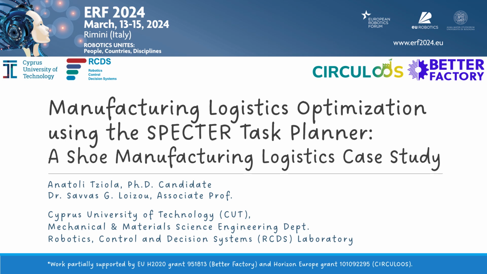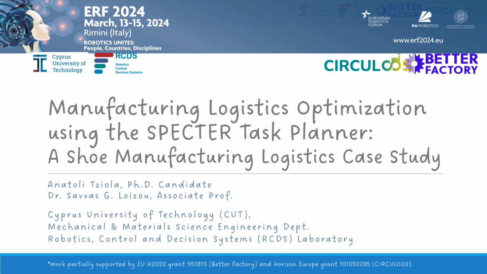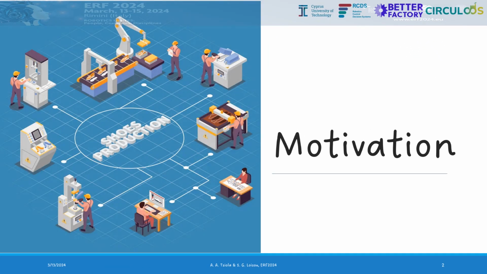This presentation is entitled Manufacturing Logistics Optimization using the SPECTER Task Planner, a shoe manufacturing logistics case study. One of the challenges in the manufacturing logistics of the shoemaking industry is to orchestrate the workflows between machines, workers, and storage locations in order to improve the efficiency of the process.